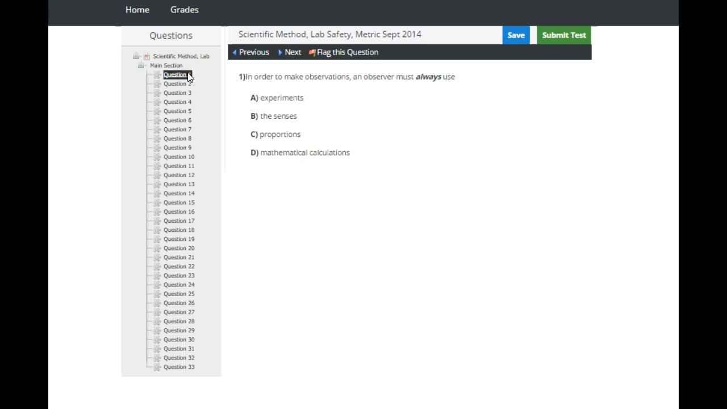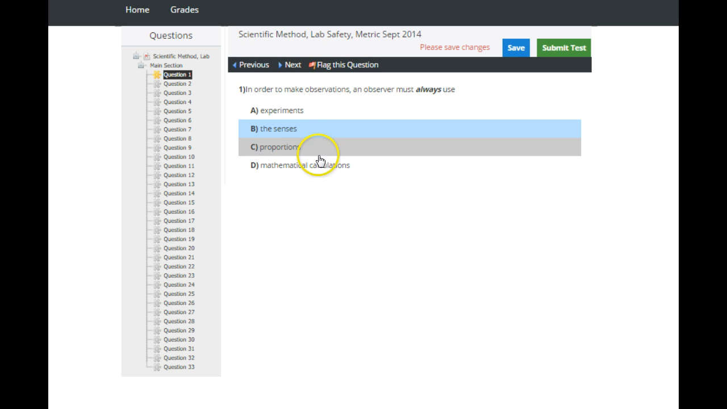and this is going to be the first question. In order to make observations, an observer must always use, we talked about observations versus inferences. We said that observations were things that were always seen, touched, tasted, heard. It has to do with the five senses, right? So that's the answer, the senses. Versus inferences, which you're just going to use previous knowledge and you're going to come up with a possible explanation as to something that happened. Like you went outside in the morning to get the newspaper and it was wet, and so you infer that it must have rained or the neighbor's sprinkler came on.